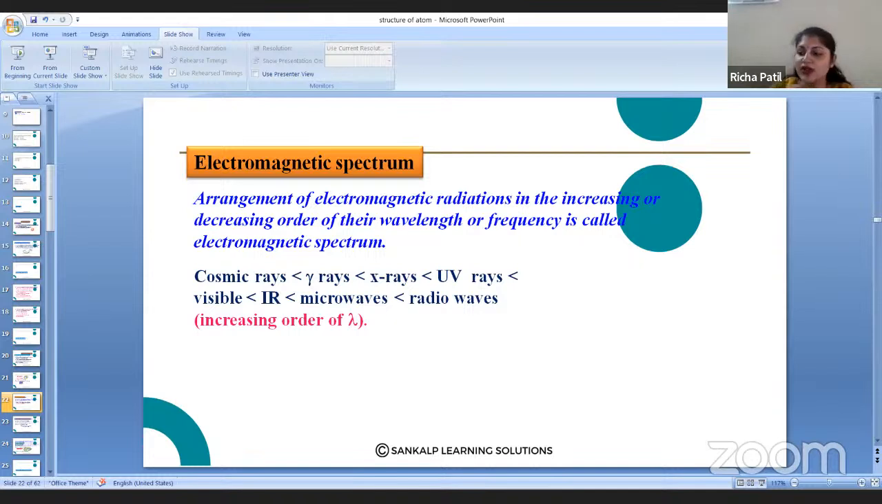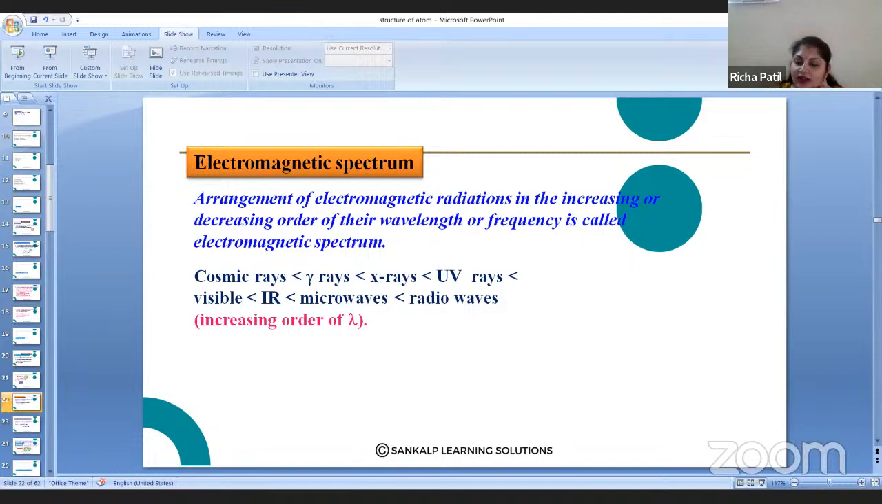Here you can see some of the electromagnetic radiations, arranged in the order of their increasing wavelength. Cosmic rays are atom fragments that come down to the earth from outside the solar system. Then come gamma rays, x-rays, UV rays, the visible region, infrared rays, microwaves and radio waves. These radiations arranged in increasing order of wavelength give rise to the electromagnetic spectrum. Next comes the particle nature of electromagnetic radiation.